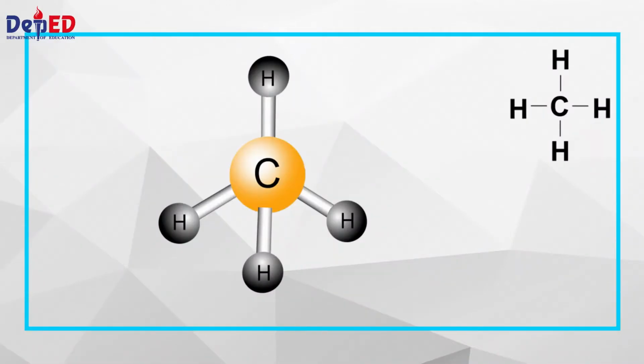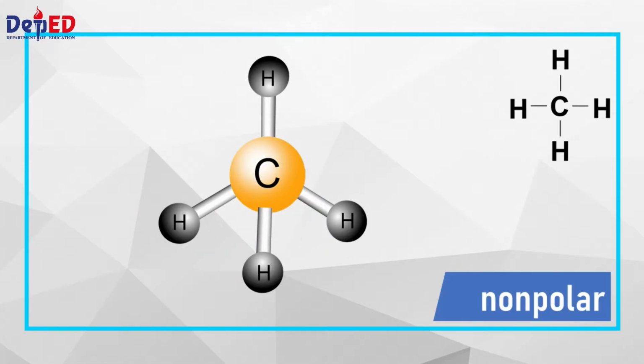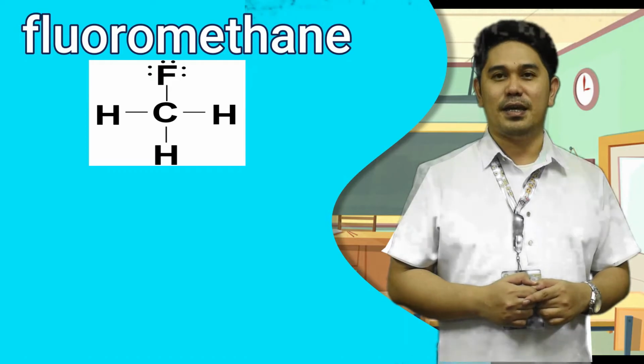Notice that hydrogen atoms are arranged symmetrically around carbon. There is no lone pair in its structure. The dipole moment of each of the 4 hydrogen-carbon bonds cancels out each other. Therefore, methane is a nonpolar molecule. Lastly, study this molecule, fluoromethane or CH3F.